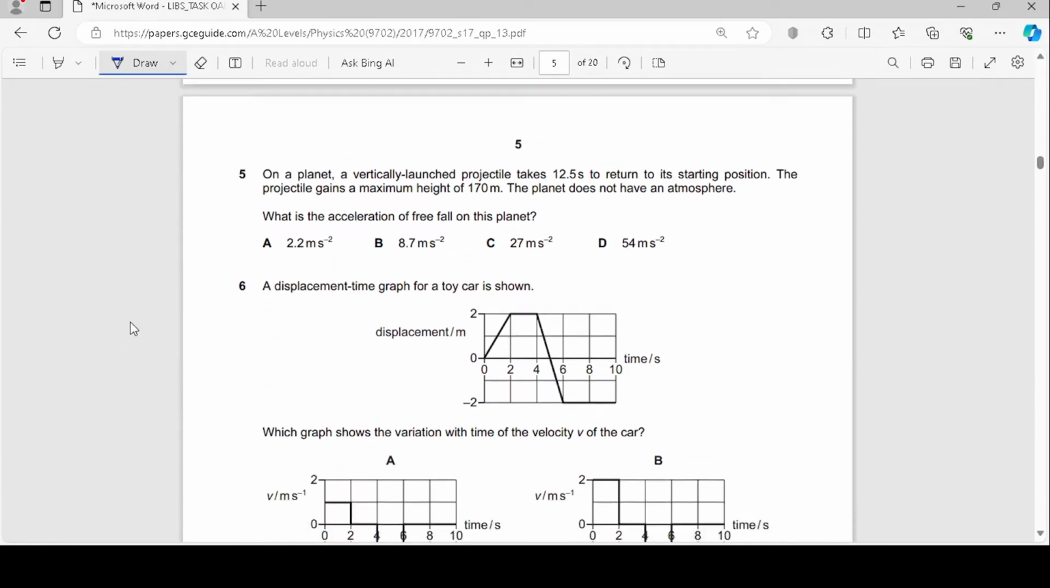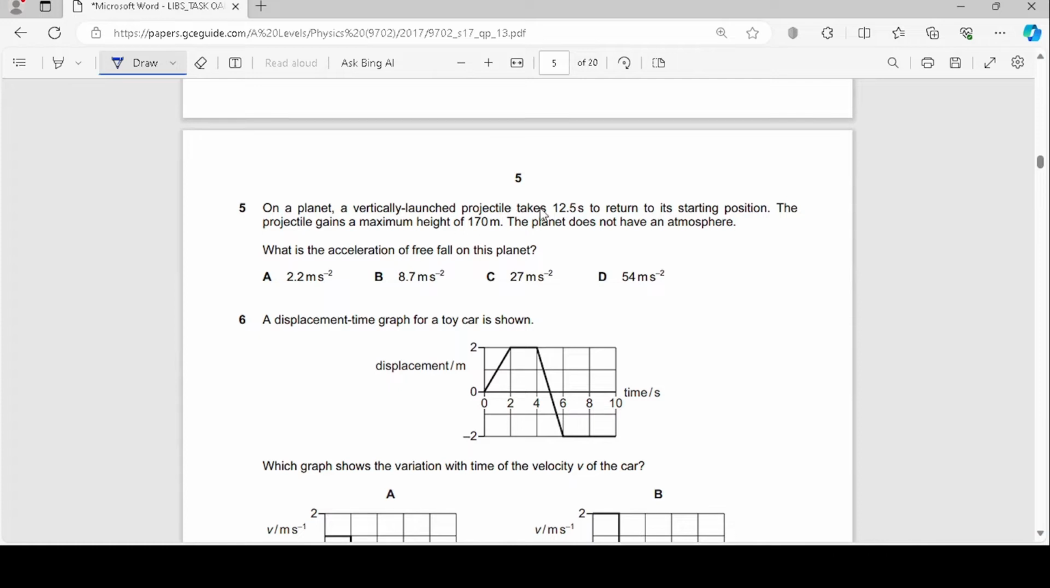Anyways, on a planet, a vertically launched projectile takes 12.5 seconds to return to its starting position. The projectile gains a maximum height of 170 meters. The planet does not have an atmosphere. So what is the acceleration of freefall on this planet? Okay, so let me just draw a diagram. So you have a vertically launched projectile. It takes 12.5 seconds to return to its starting position.